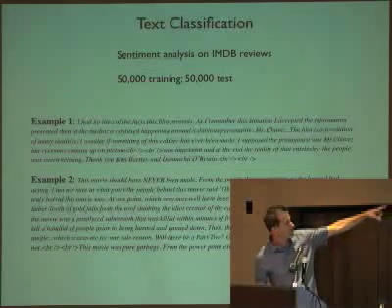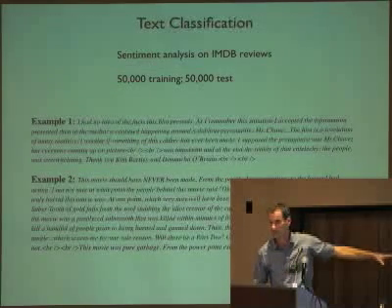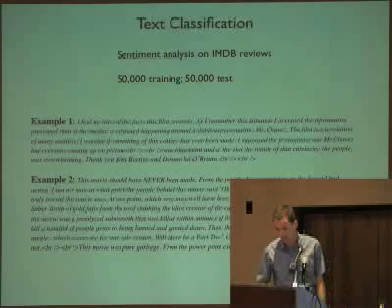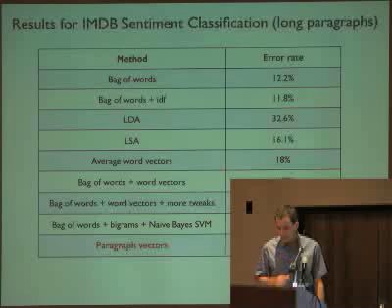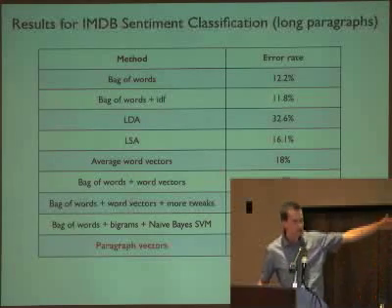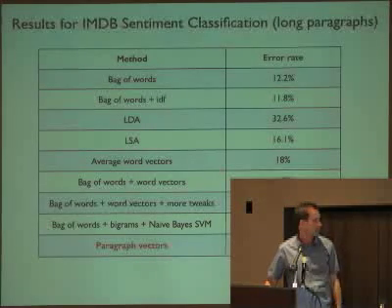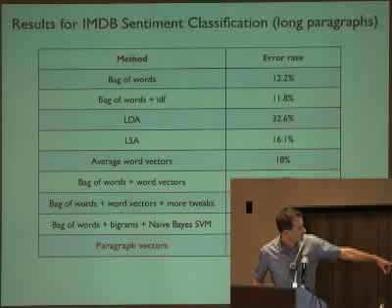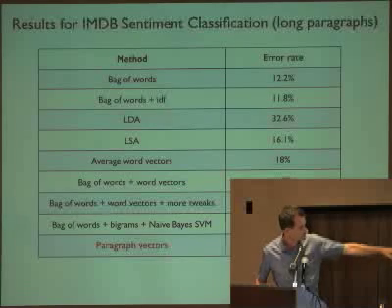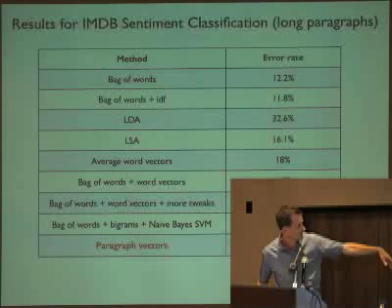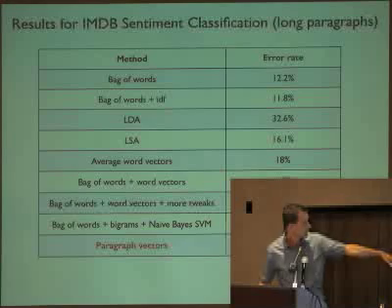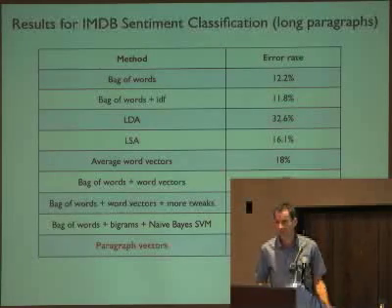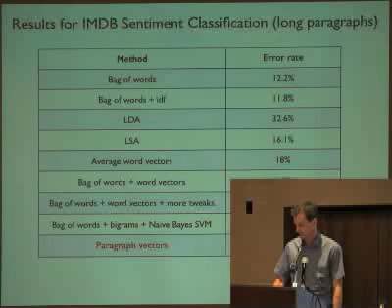One thing to note about these paragraphs is they are pretty long, in contrast to other sentence-level things. There's a whole bunch of techniques you might imagine using to try to predict the sentiment. The best one prior to this work was the bag of words plus bigrams plus the naive Bayes SVM, a whole bunch of different things. It got 9% error, and paragraph vectors alone give you 7.5% error on this sentiment prediction task.